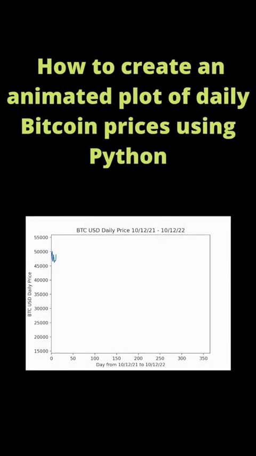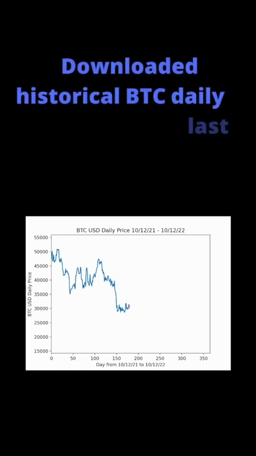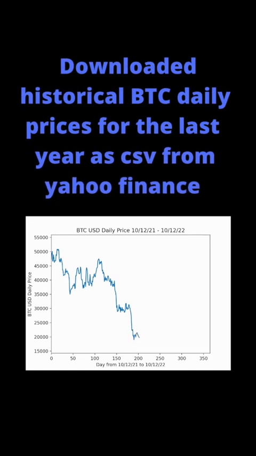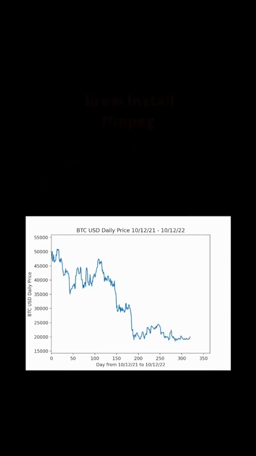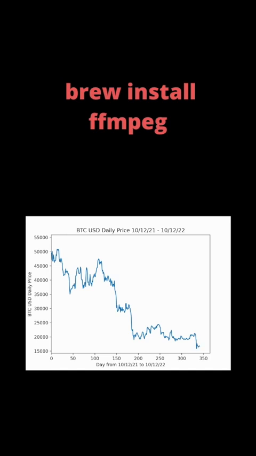To describe how to create an animated plot of daily Bitcoin prices using Python, I downloaded the historical BTC daily prices for the last year as a CSV file from Yahoo Finance. You'll need to pip install pandas and matplotlib. I'm using a Mac and had to brew install ffmpeg to enable me to save the video.